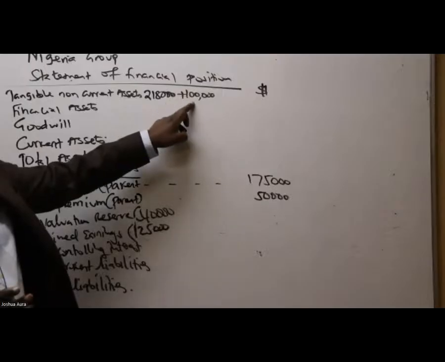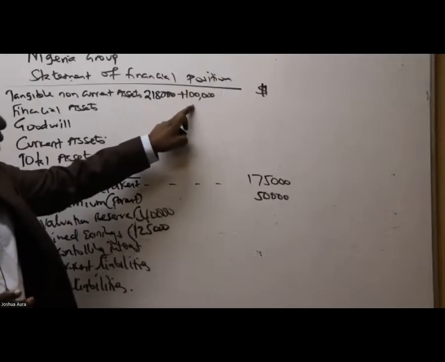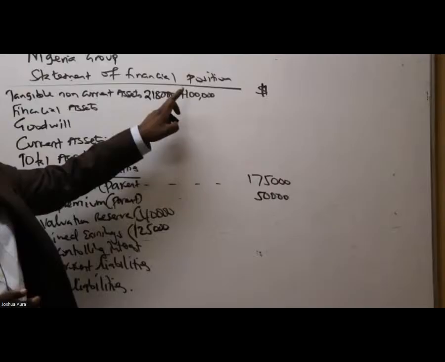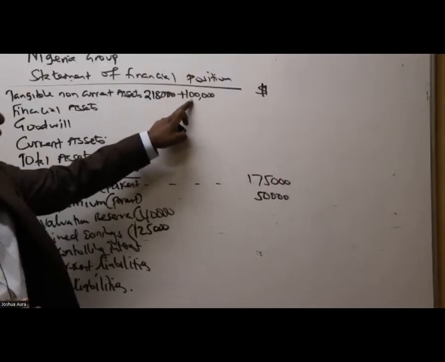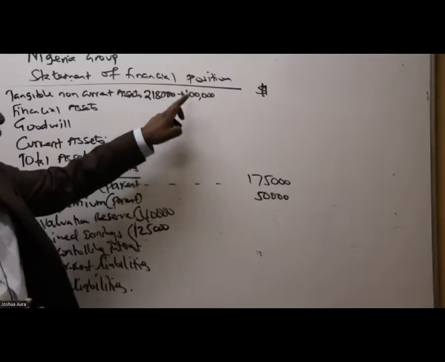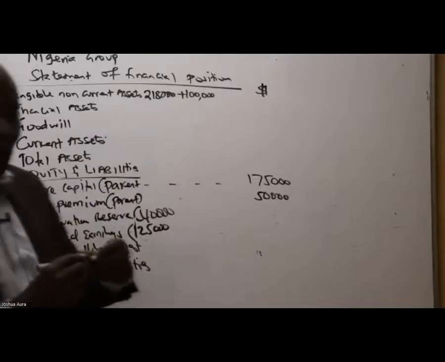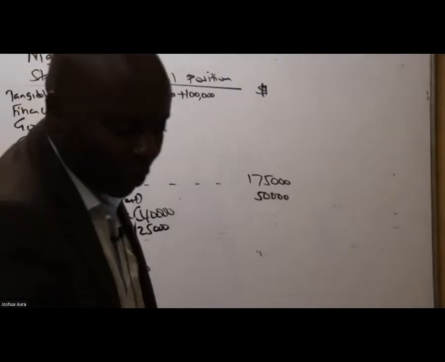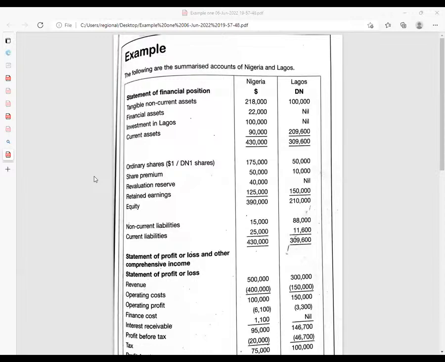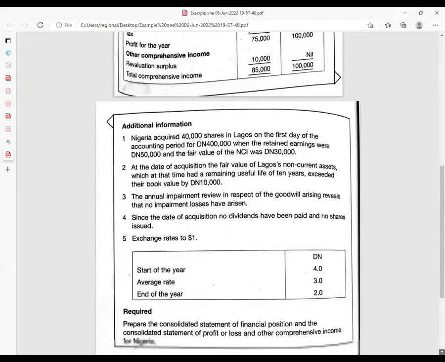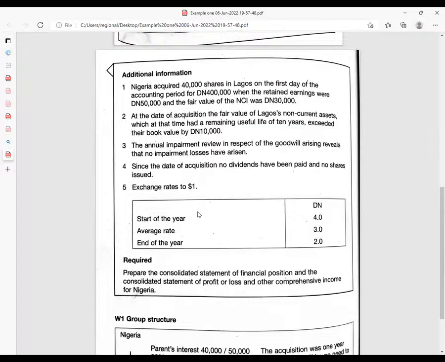We normally translate figures of the subsidiary. You always translate figures of the subsidiary. So please tell me, this 100,000 tangible non-current asset, which rate should I use to translate it? The exchange rates are given down here.